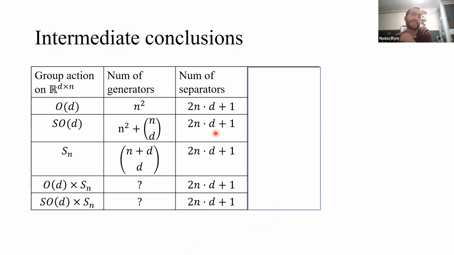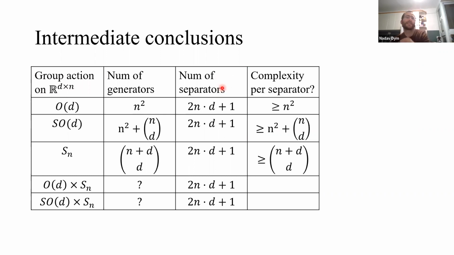Okay, so what we can say at this point is that for all our group actions we discussed, the number of separators we'd expect would always be 2n times d plus 1, because the dimension of our vector space is d times n. So the number of separators is certainly better than the number of generators.